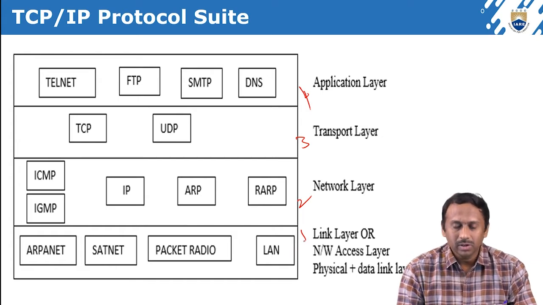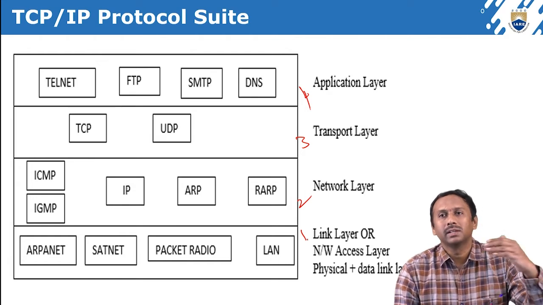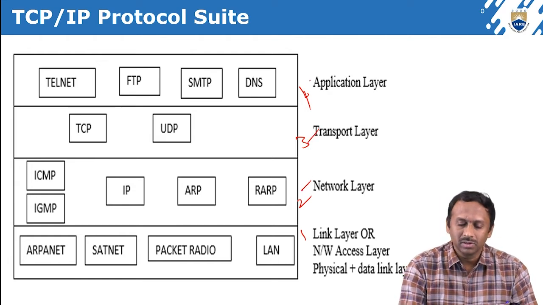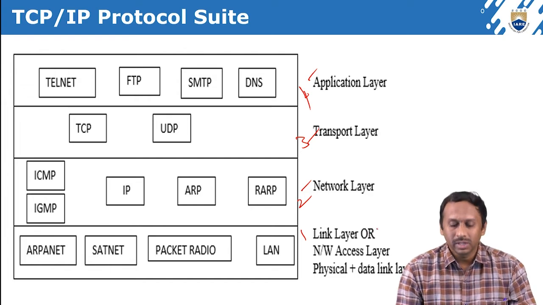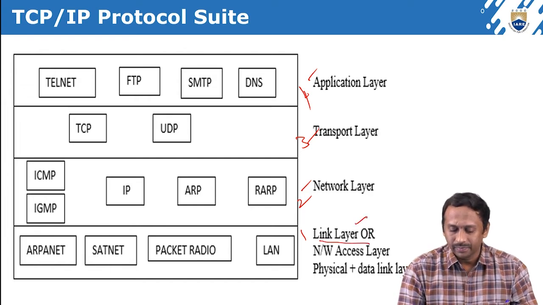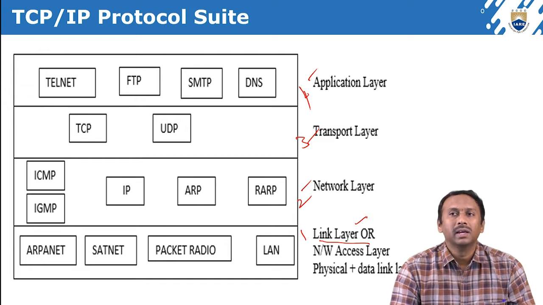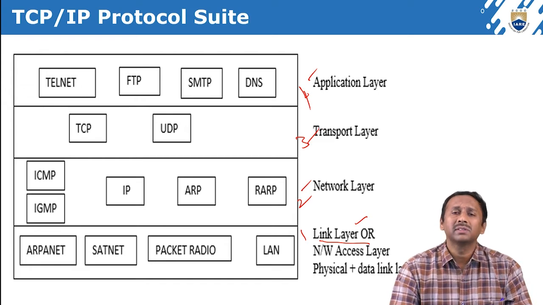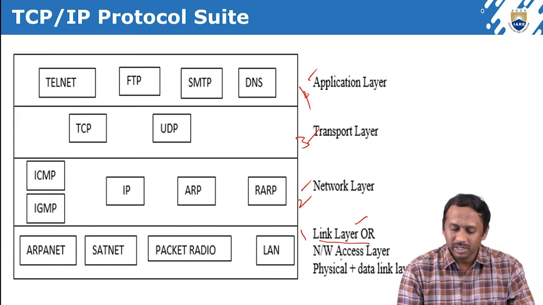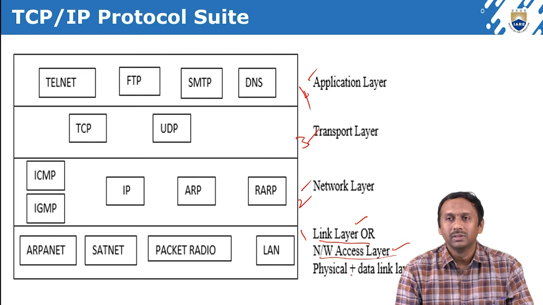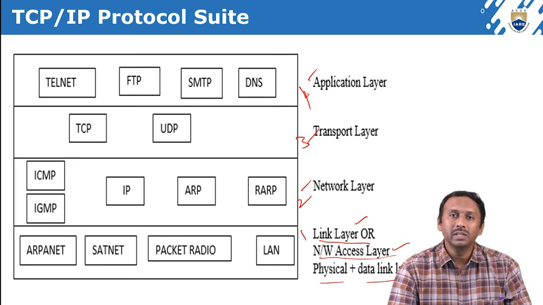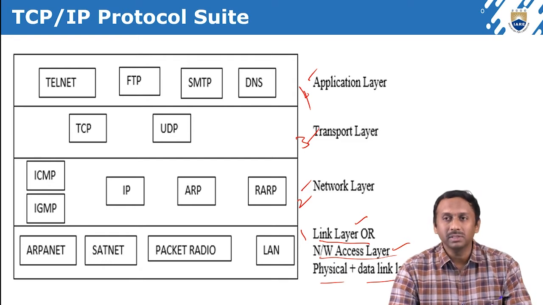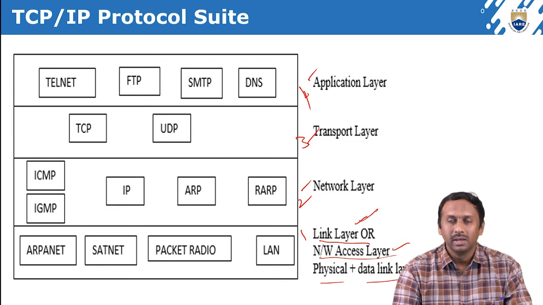That means the bottom layer is the first layer, and then the second, third, and fourth, like this. The first layer we call the link layer. In some other textbooks or on the web, we will find different names like network access layer, or physical and data link layer. Anything you say is correct, but generally we pronounce it as link layer.